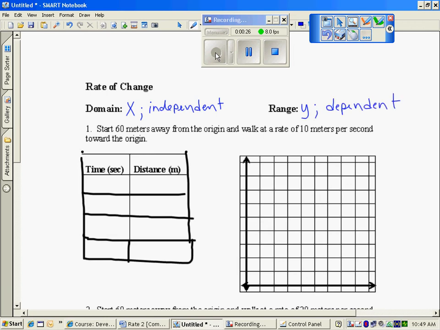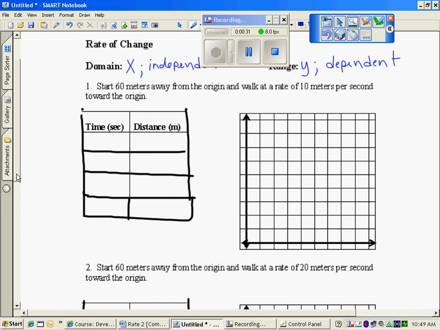So what's going to happen here to define independent and dependent in terms of a situation? We're going to start 60 meters away from the origin. Remember, the origin is located in this position, and walk at a rate of 10 meters per second toward the origin. So we're going to call our time the x, or the independent. It is independent. Who depends on it? Distance, or the y. The distance I'm at depends on how long I've been walking.